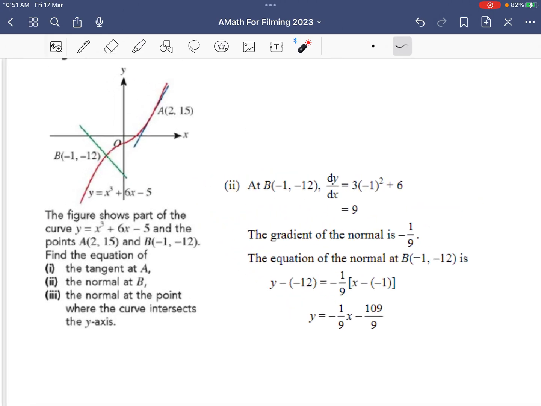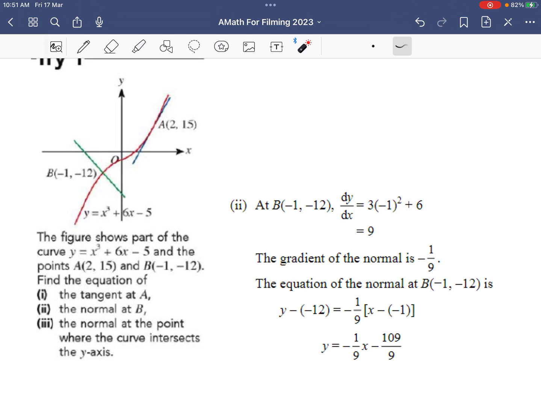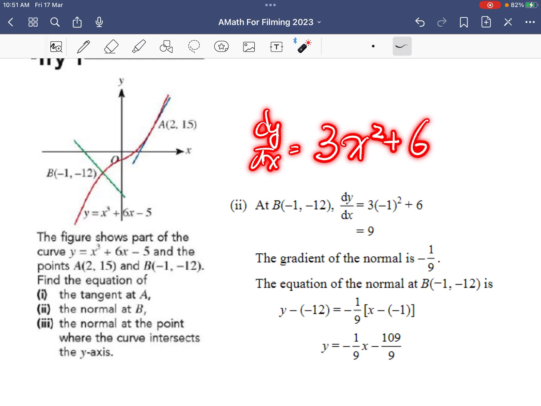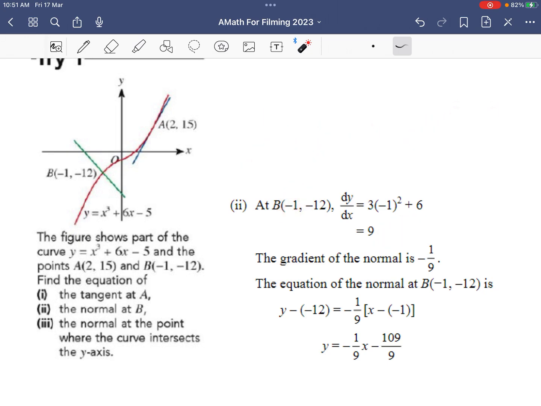Okay, for part 2, we're dealing with a normal, so not a tangent, now it's a normal. So the same thing, we have the gradient function, dy/dx is equal to 3x squared plus 6. So at B, the x value is negative 1. I put it into this gradient function. I find that the gradient of my tangent at B is equal to 9.